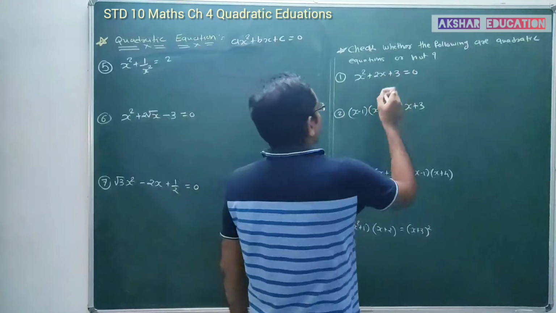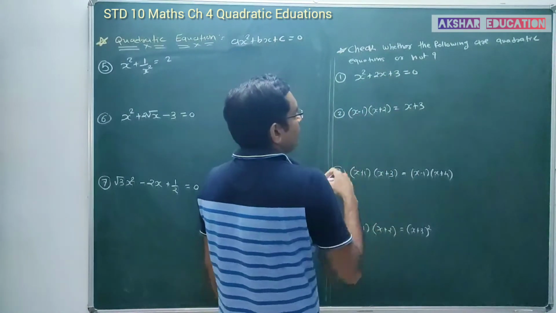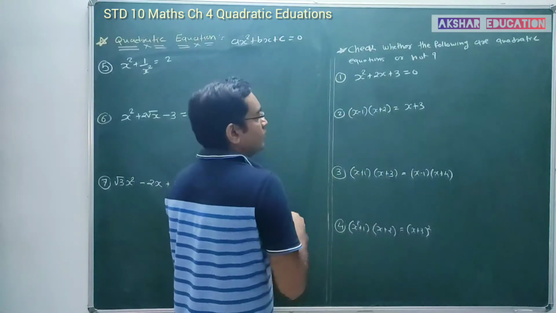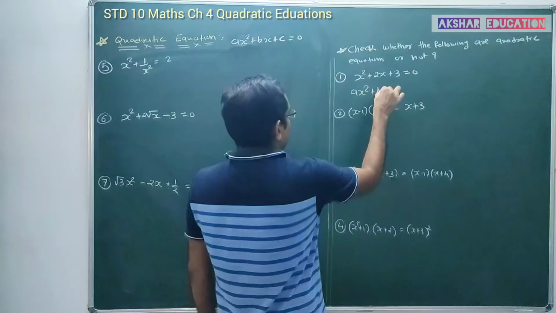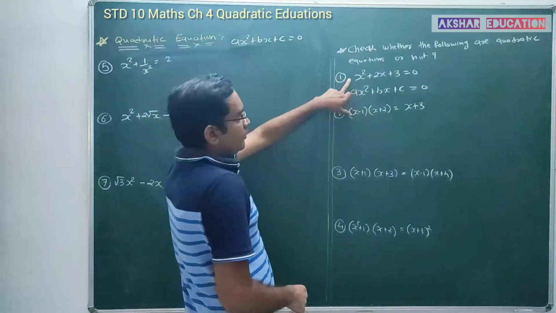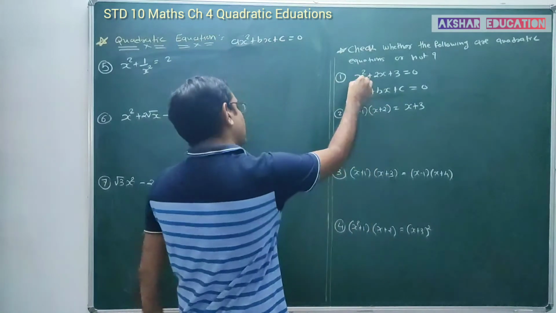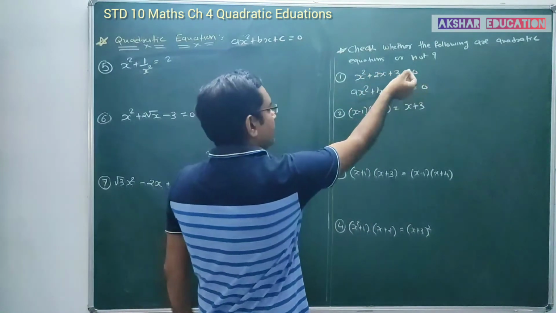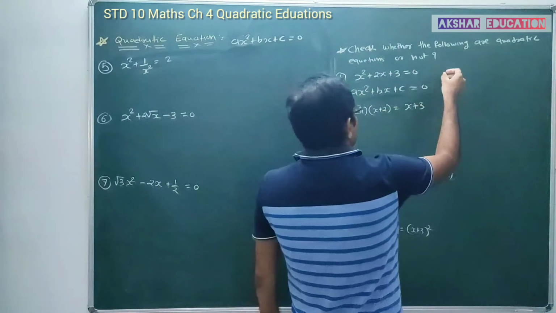So check this first equation. Here we are given x square plus 2x plus 3 equal to 0, whether it is a quadratic equation or not. We have to compare the given equation with ax square plus bx plus c equal to 0. The term with power 2 is there, the term with power 1 is there, the constant term is there. So this is the quadratic equation.